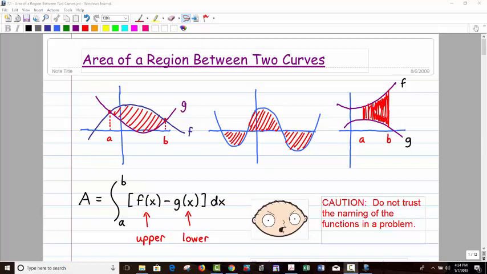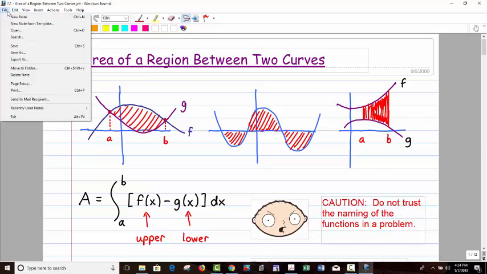This video is entitled Finding the Area of a Region Between Two Curves. By this point in time, you've probably seen the basic definition of finding the area under the curve. That all comes from, in theory, the Riemann sums and the sum of all those rectangles, which leads to the definite integral.